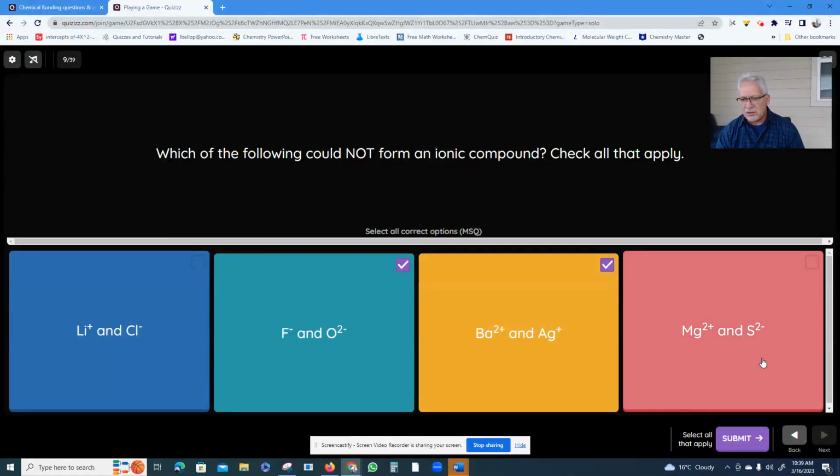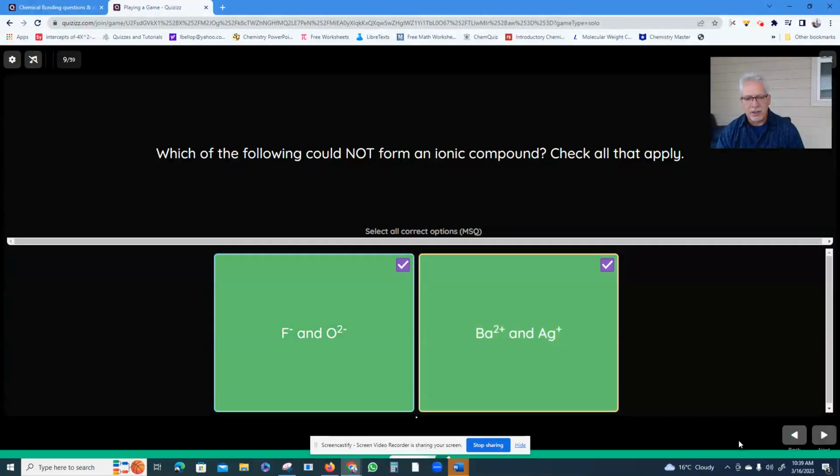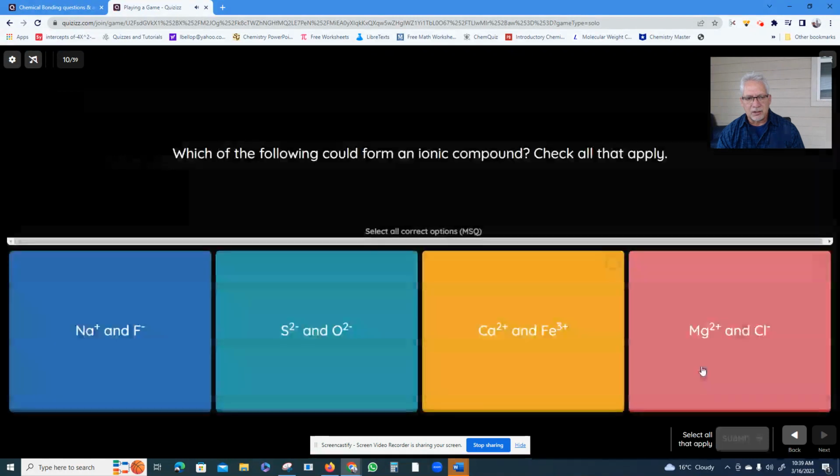Magnesium and sulfur have a significant difference in electronegativity, metal and non-metal, while these two are non-metal and non-metal, and these two are metals and metals. So let's select these two and see what happens. Yep, those are the correct answer.